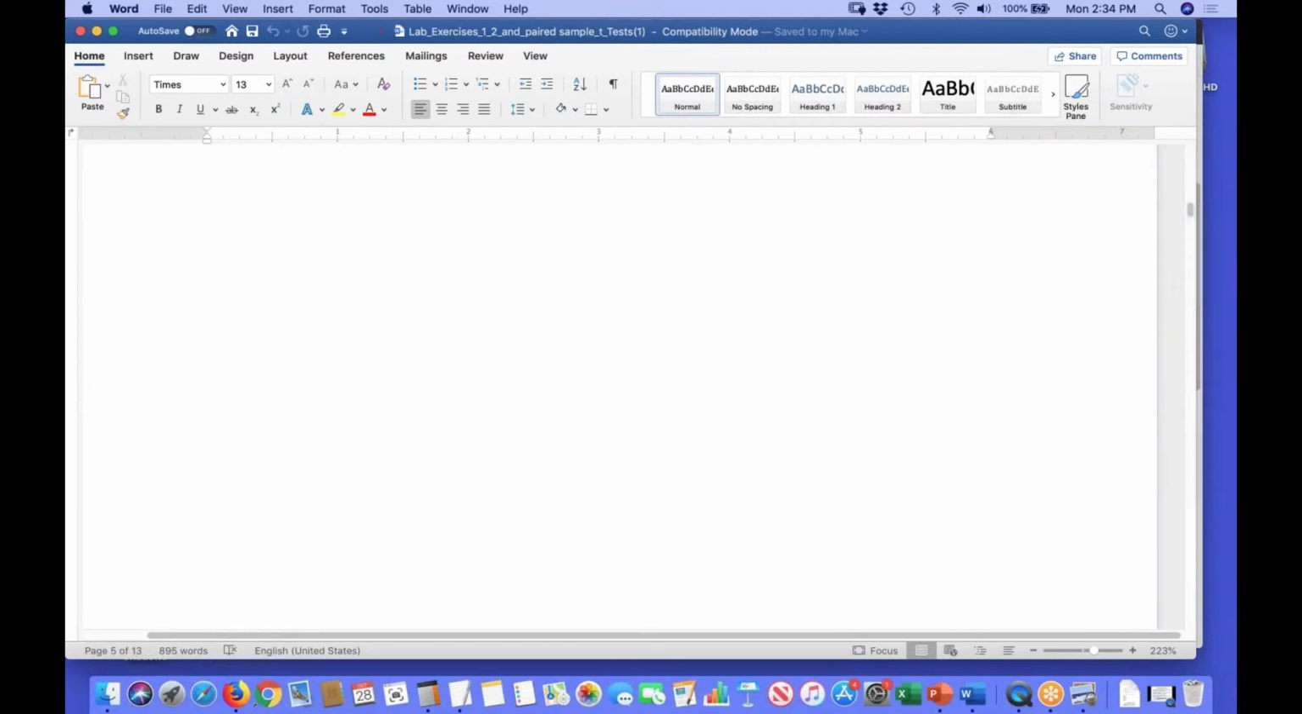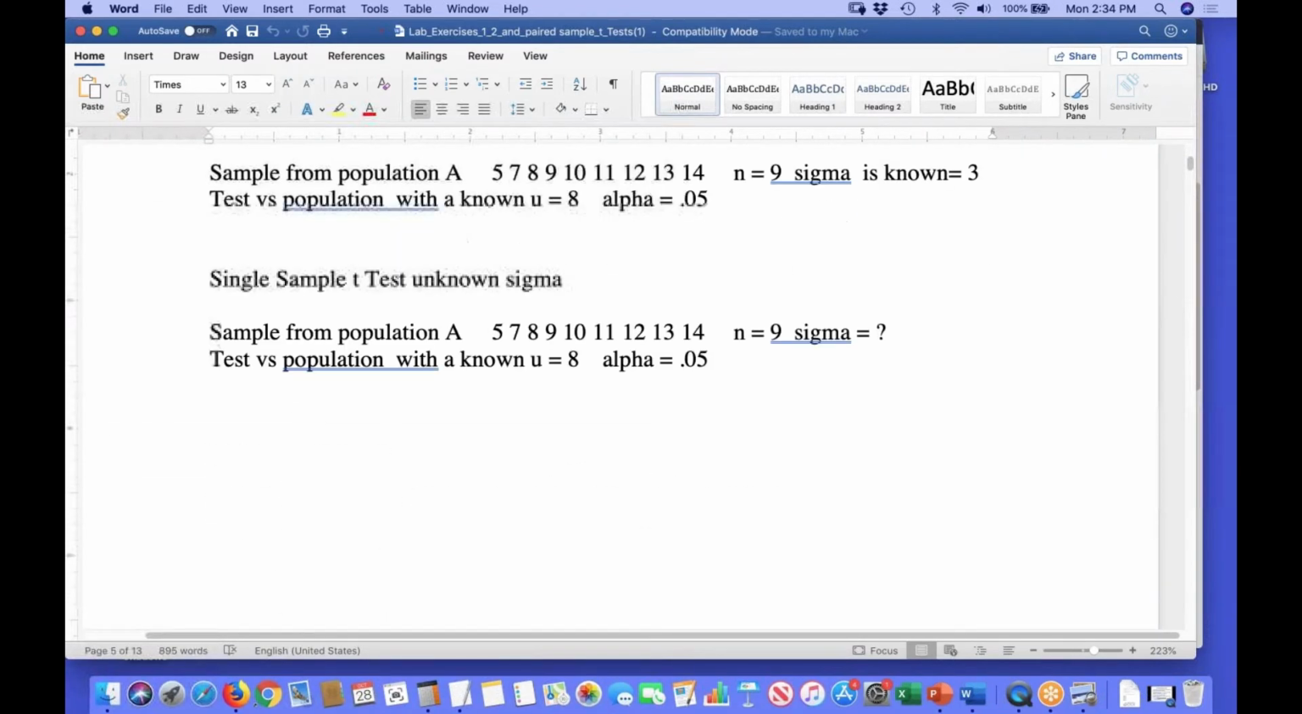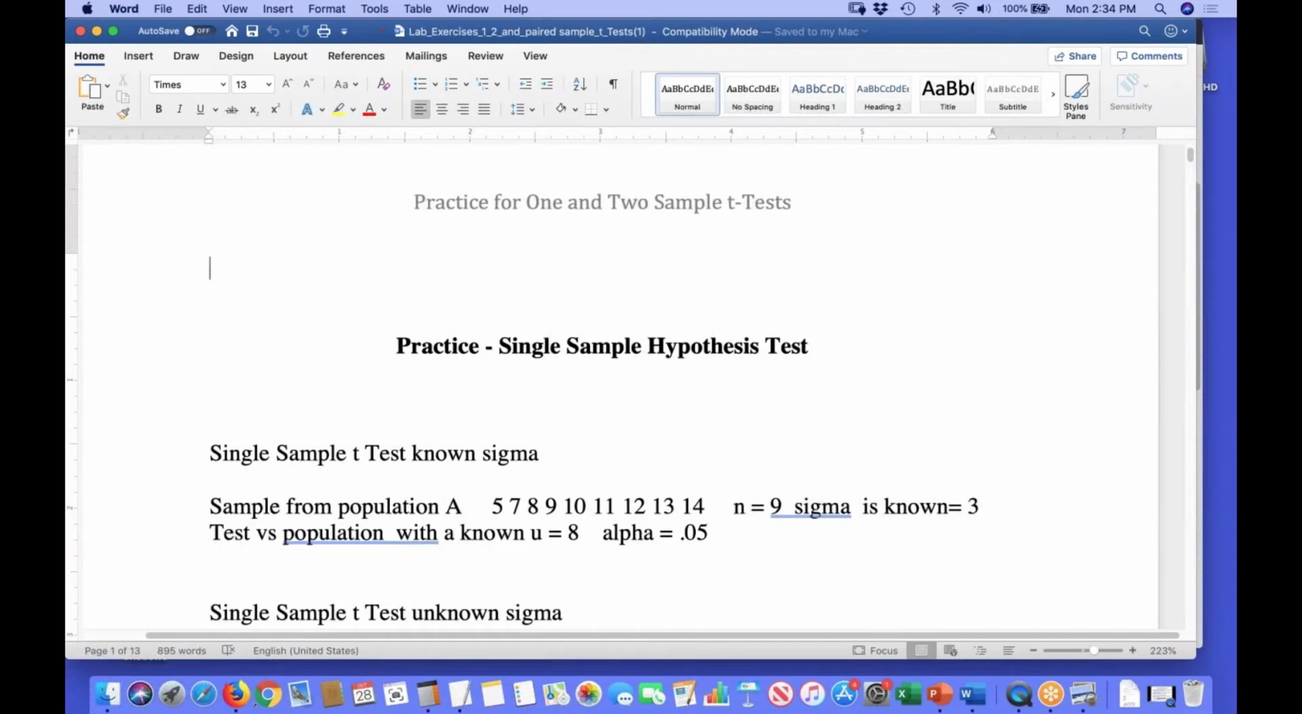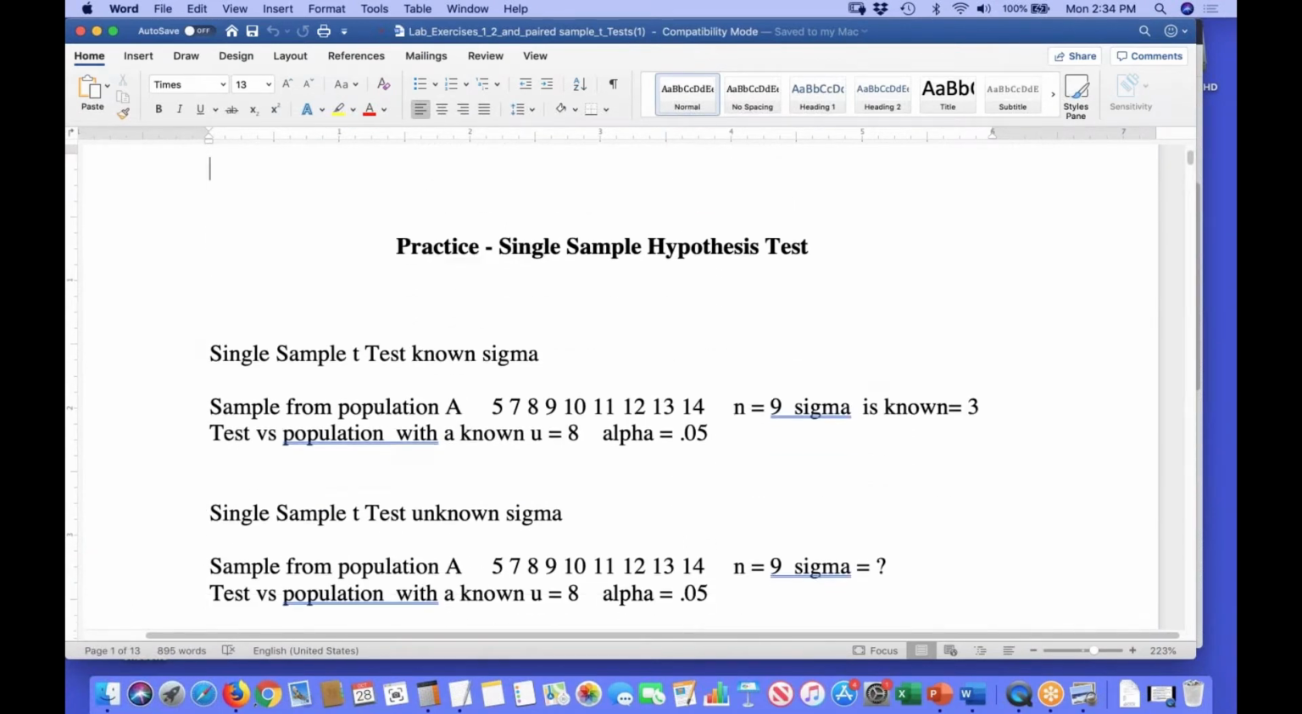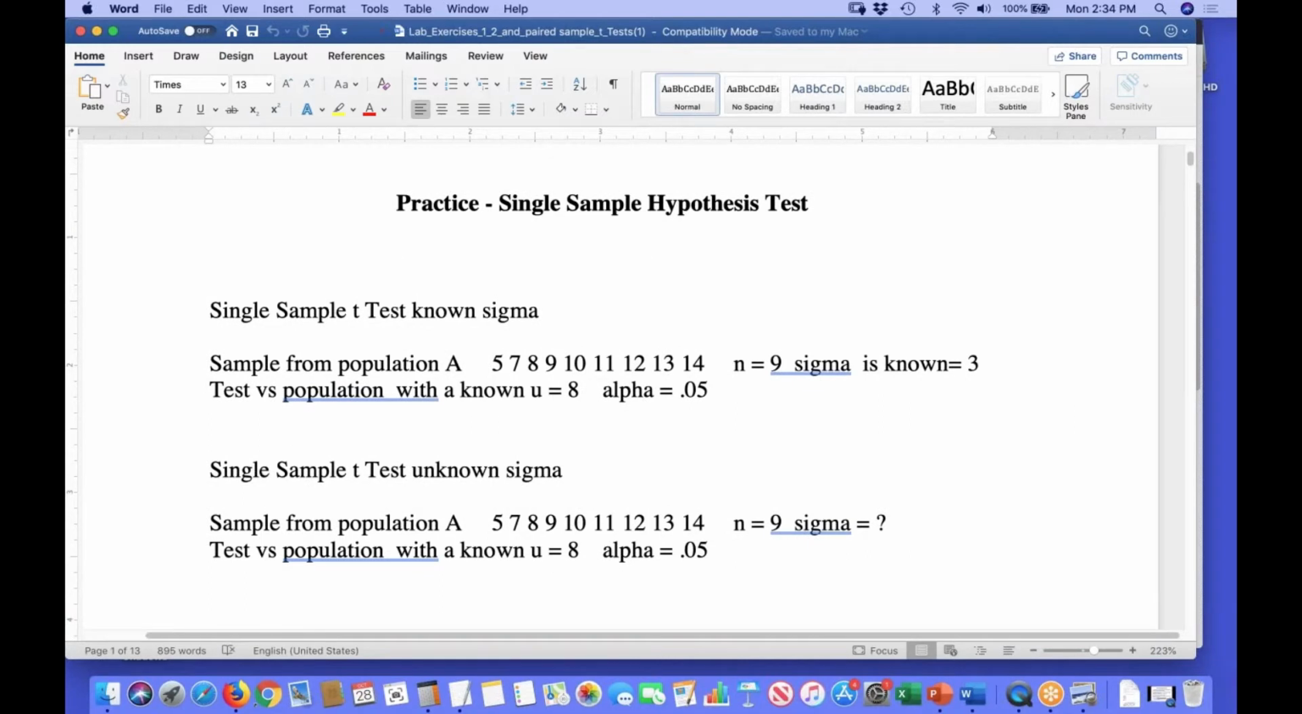Okay, so I am going to start with a single sample hypothesis test. This is a sample of 9 people from a population. The values that we measure for each person are 5, 7, 8, 9, 10, 11, 12, 13. It doesn't look exactly normally distributed, but that's okay. We're going to assume that it is.